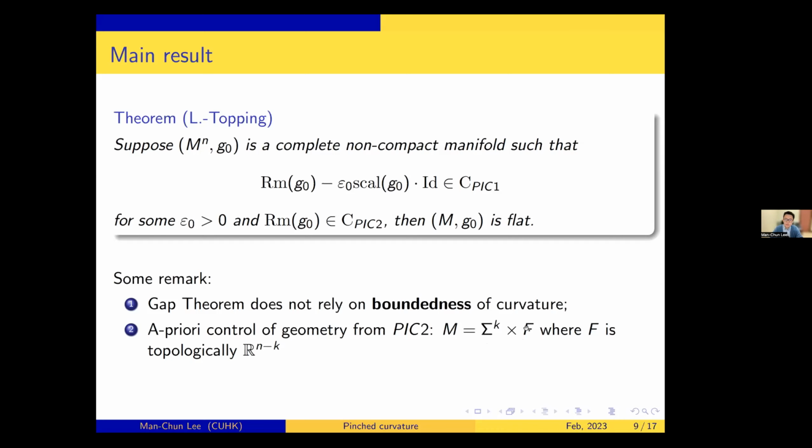And then the resulting part is F, which is diffeomorphic to Rn, diffeomorphic to Euclidean space. That means the normal bundle is in some sense trivial by the PIC two condition. Let me remark here that PIC two is probably a technical assumption only. This is a conjecture by Yau, Simons, and Felix. They believe that this should be a technical assumption only. So this is our main goal.